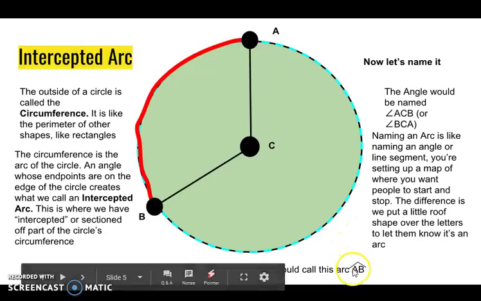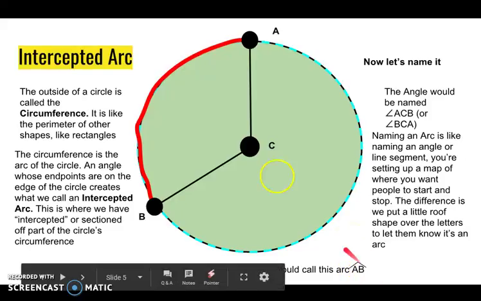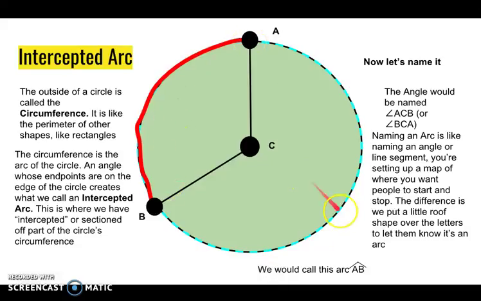It's kind of like a mouth that's going to eat the two letters, or if you think about it, the arc would be drawn right there between that angle. So that's how you tell somebody we're going to be drawing an arc. And then they look down and say, okay, it's going to be between A and B.